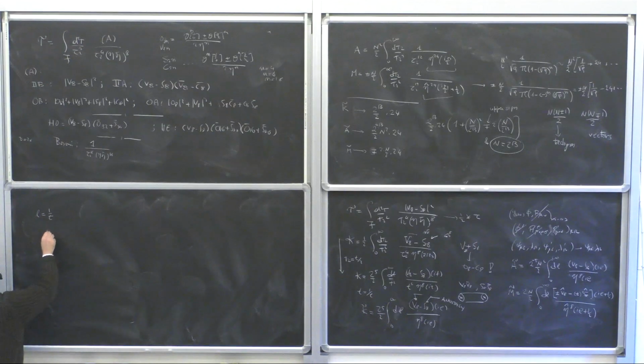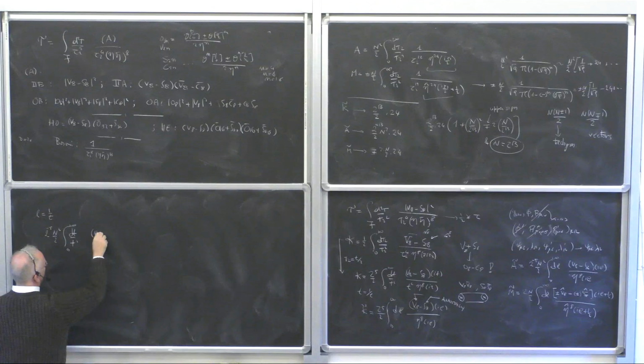So I get 2 to the minus 5 n squared over 2 integral from 0 to infinity dt over t squared. dl became dt over t squared. V8 minus S8 became V8 minus S8 of it. And the guy in the denominator became t to the fourth eta to the 8 of it.